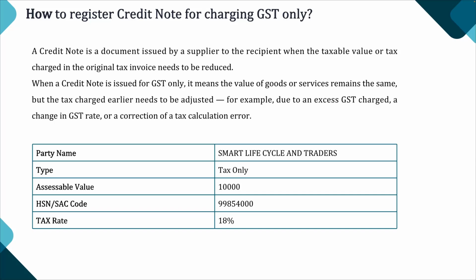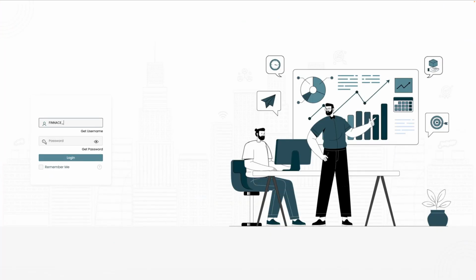Let us take an example. Party name, Smart Life Cycle and Traders. Type, tax only. Assessable value, 10,000 rupees. HSN SAC code 99854000. Tax rate, 18%. Log in with the username and password of Creator's Login to create the credit note for charging GST only. Click Login.